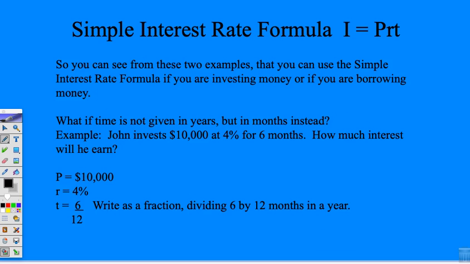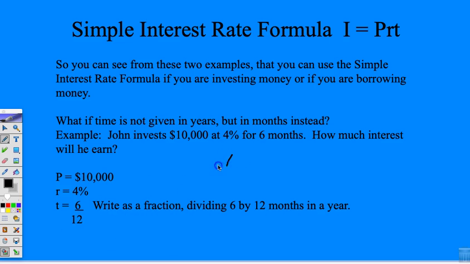Our third example has to do with what happens if you don't get time given in years. So in this example, John is investing $10,000 at 4% for 6 months. How much interest will he earn? Well, the difference with this problem is we have our time given in months instead of years, which actually isn't a problem at all. When you enter time into your formula, you're just going to divide those months by 12. Why 12? Because there are 12 months in a year.